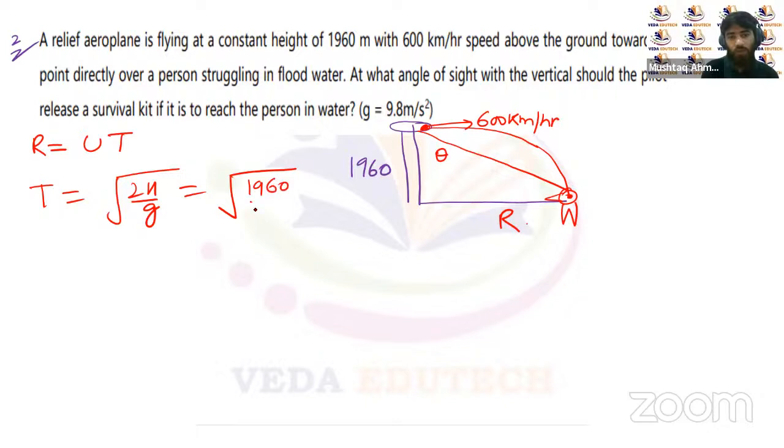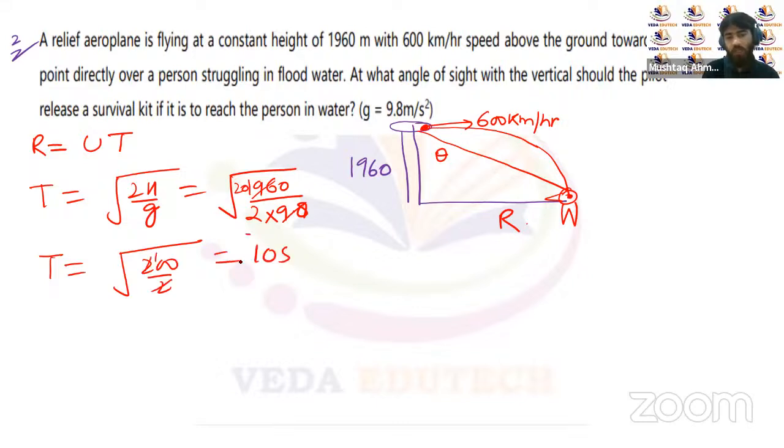Here h is given as 1960 meters, so it is 1960 over 2 into 9.8, which will be equal to 20. So the time of flight will be equal to 200 over 2, that is once again equal to 10 seconds, right? So it means that it will take 10 seconds for this relief kit to strike near this person who is in the water.